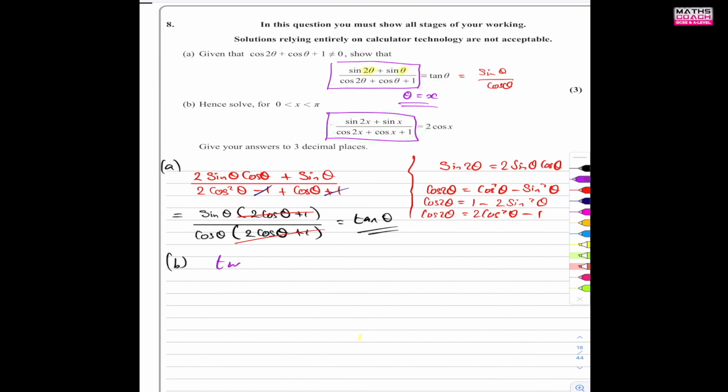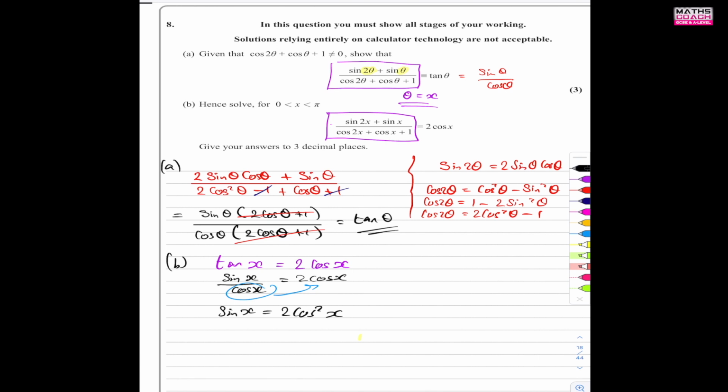So tan x is equal to 2 cos x. Tan x we can change into sine x over cos x, equals 2 times cos x. Take the cos x to the other side, so take the cos x to the right side and multiply. So that gives us sine x equals 2 cos squared x.